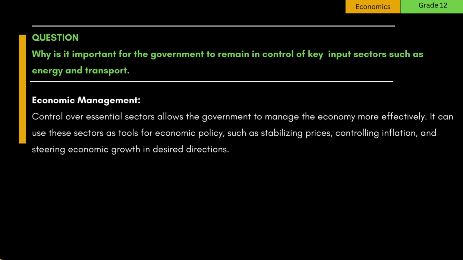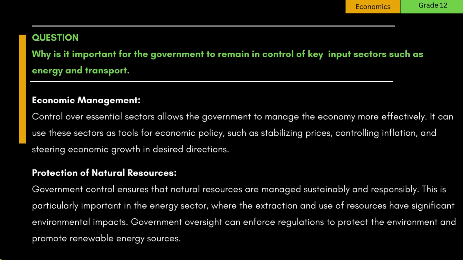2. Economic management. Control over essential sectors allows the government to manage the economy more effectively. It can use these sectors as tools for economic policy, such as stabilizing prices, controlling inflation, and steering economic growth in desired directions. 3. Protection of natural resources. Government control ensures that natural resources are managed sustainably and responsibly. This is particularly important in the energy sector, where the extraction and use of resources have significant environmental impacts. Government oversight can enforce regulations to protect the environment and promote renewable energy sources.